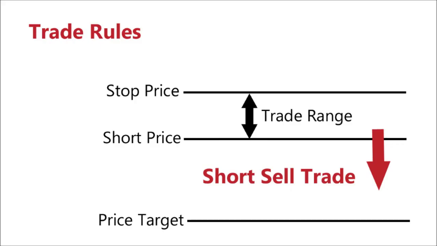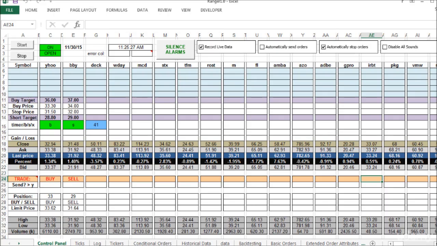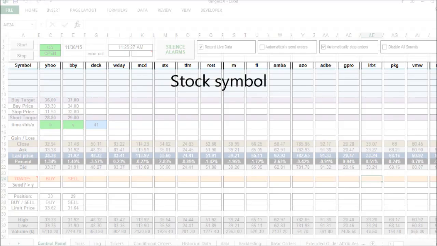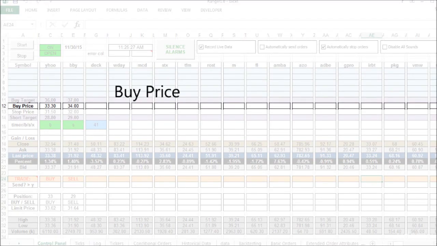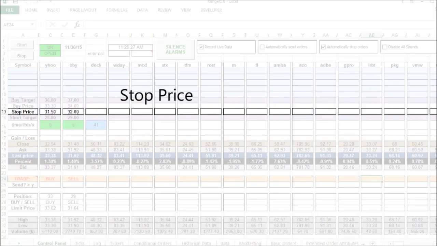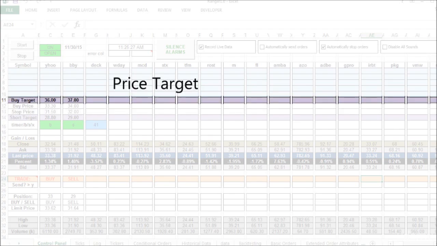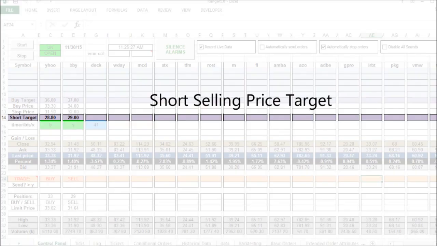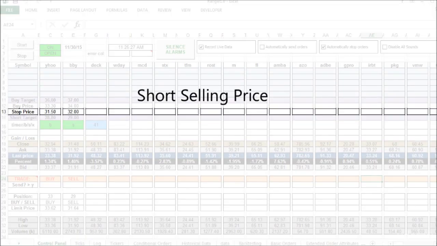And if we look at a typical short selling trade, we have a similar setup except it's in the opposite direction. We have a stop price, a price that we want to short at, and a price target. So if we look at where these values are entered on our worksheet, we have our stock symbols up at the top, and here we have our buy price, and here we have our stop price. And above that, we have our price target. Now if we're short selling, we have our short target at the bottom, and then our short selling price uses the same cell as our stop price for our buy system.